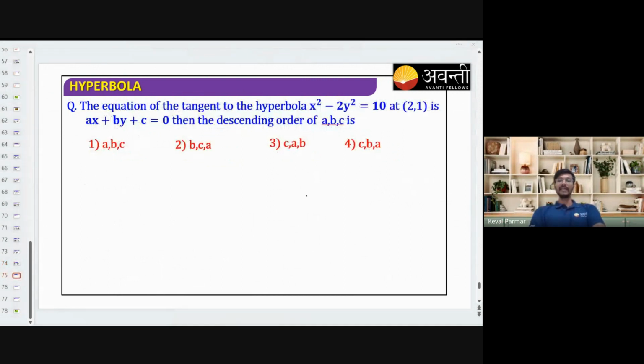The equation of tangent to the hyperbola at the given point is this, in descending order of A, B, C. It's a relatively simple question. So I want you all to do it.